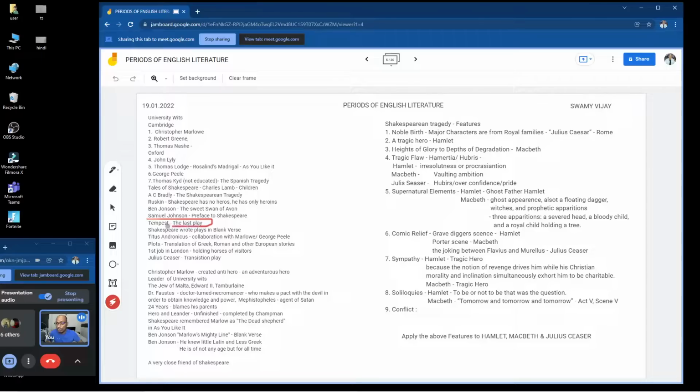And Shakespeare's last play is The Tempest. It has the unity of time, unity of place, and what is the other one? Time, place, and, am I audible? Action. Right, time, place, and action. Then Shakespeare wrote his plays in blank verse, and he wrote Titus Andronicus in collaboration with Greene and Peele.